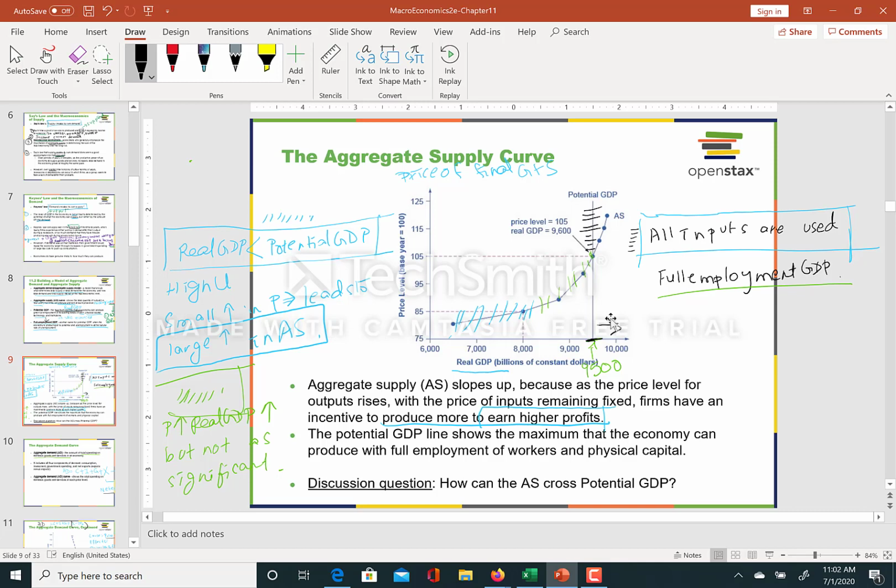This part is called the full employment gross domestic product. All the inputs are working overtime, and if the firm succeeds in producing beyond the full employment gross domestic product, it cannot be sustained for a long period of time. So this full employment gross domestic product is also associated with potential gross domestic product.